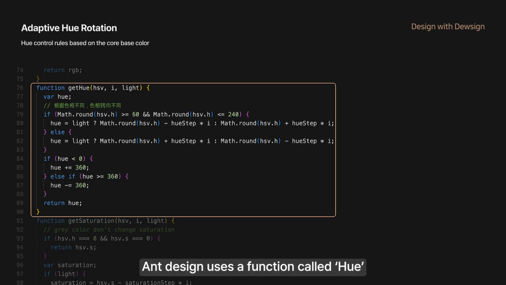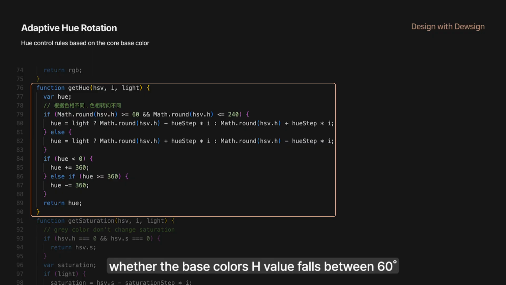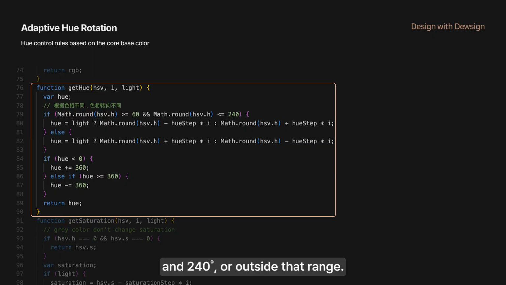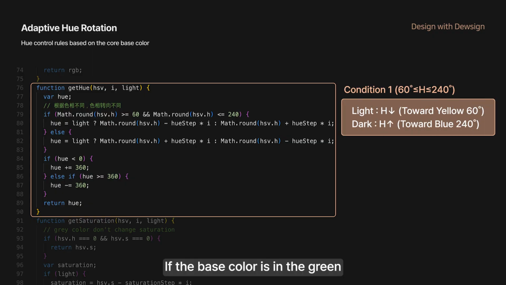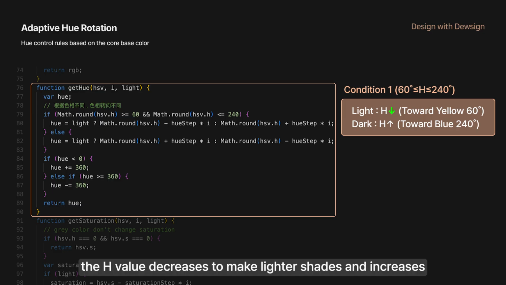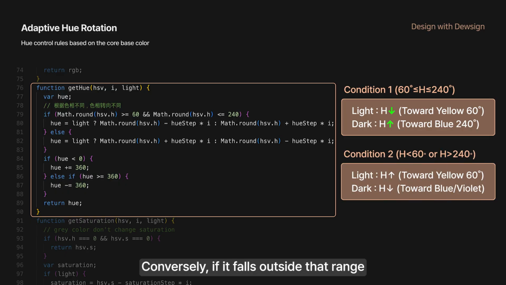Ant Design uses a function called hue to calculate the inherent angle of a color. In the code, it clearly separates control based on whether the base color's H value falls between 60 degrees and 240 degrees, or outside that range. If the base color is in the green or blue spectrum between 60 and 240 degrees, the H value decreases to make lighter shades and increases to make darker shades. Conversely, if it falls outside that range, in the red or purple spectrum, the H value increases for lighter shades and decreases for darker shades.